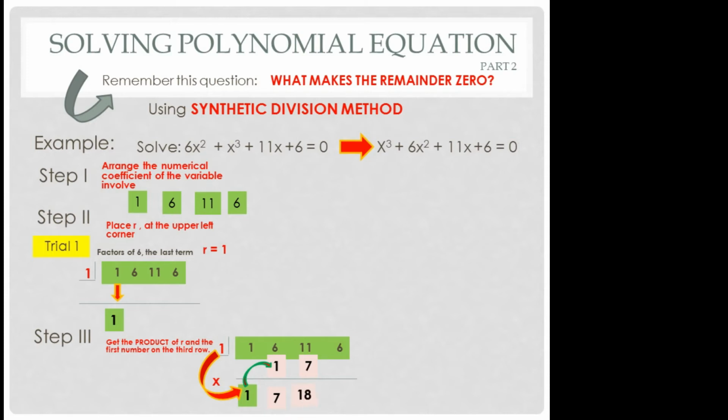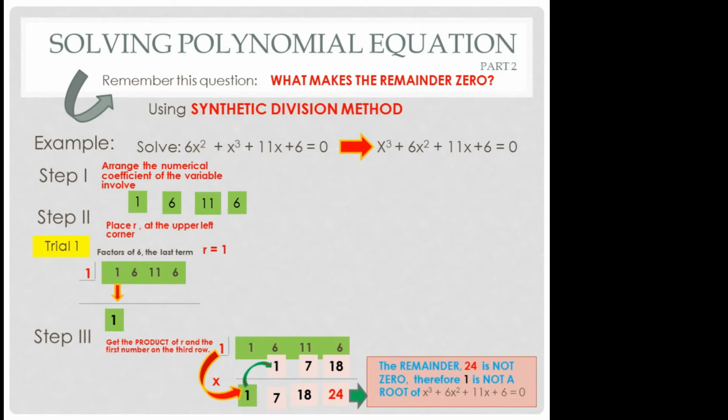Combine 11 and 7, we have 18. 18 times r, which is 1, equals 18. So 6 plus 18 equals 24. 24 is the remainder. Since the remainder is not 0, therefore 1 is not a root of x cubed plus 6x squared plus 11x plus 6 equals 0. We will do trial number 2.